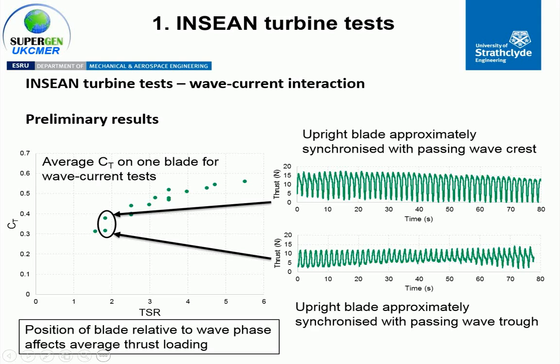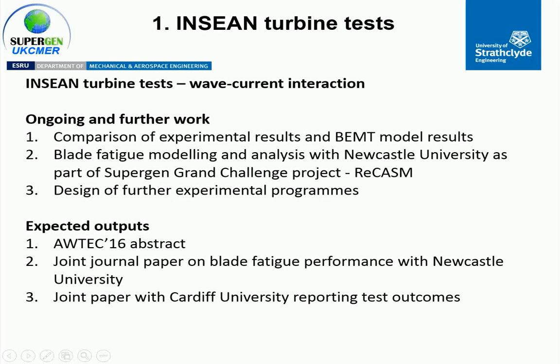Now what we did was we ran two tests. The first one where the instrumented blade was upright as the wave crest was passing over, and then a second test where the upright blade was there when the wave trough passed over. And so what you can see is you've got a substantial difference in the maximum and minimum values, but then also through into the average values you're also getting a difference in the loading. And so this is going to be quite important in terms of understanding how the blades are going to perform. So this is ongoing work.